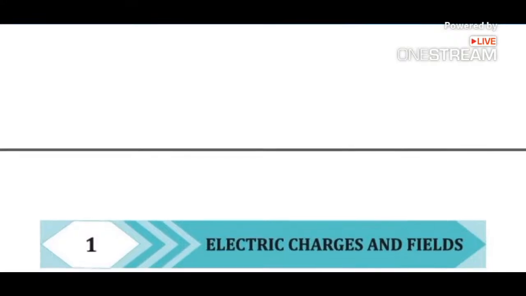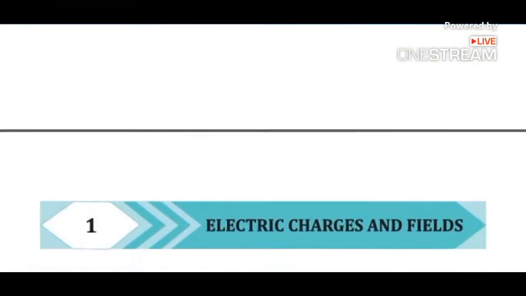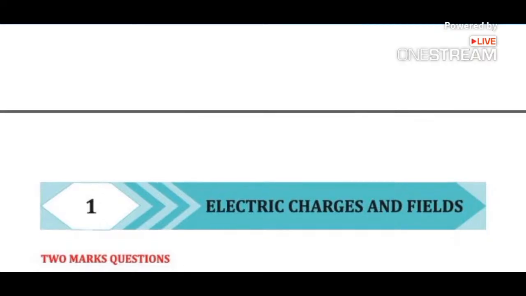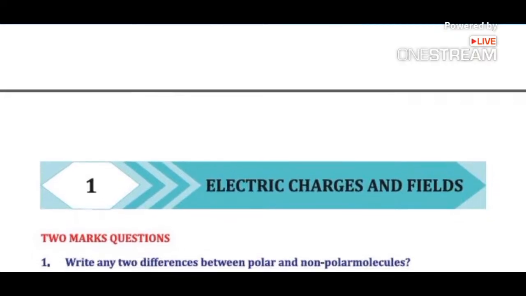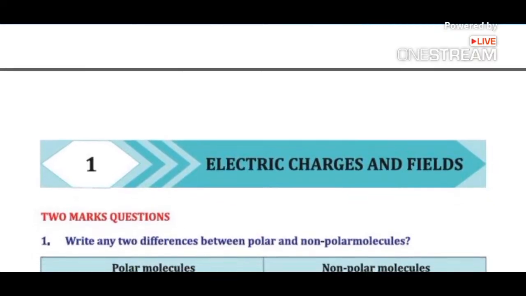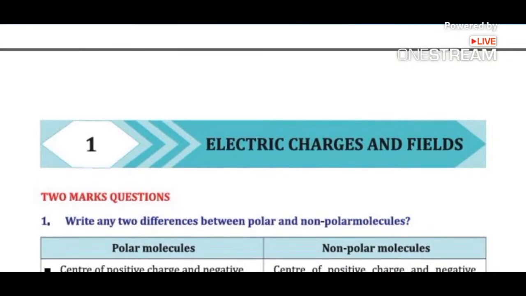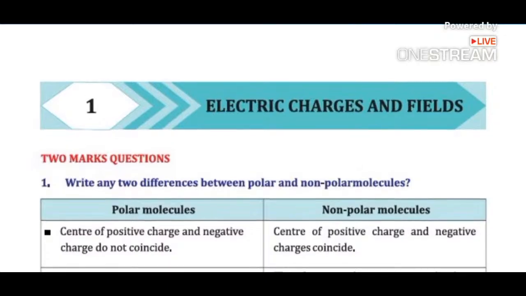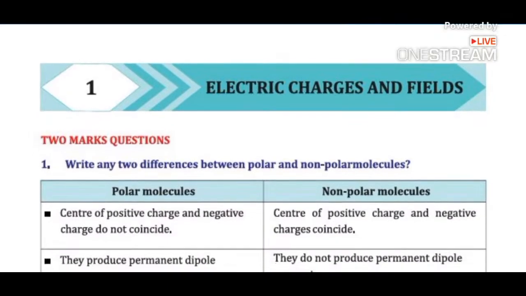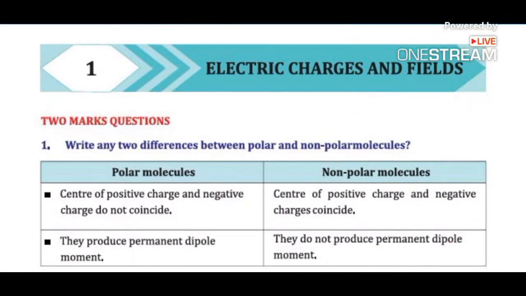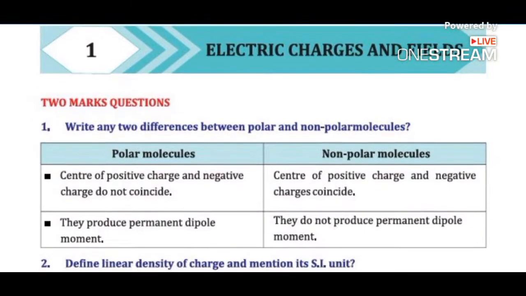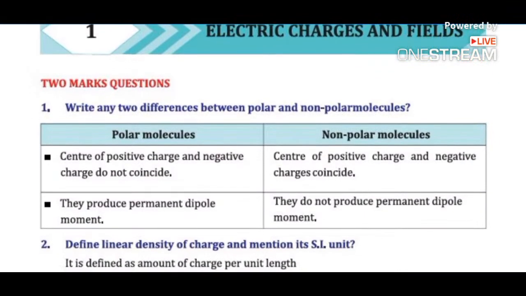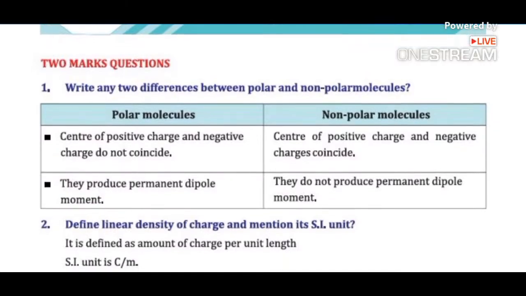Chapter 1, Electric Charges and Fields. 2 marks questions. Question 1. Write any two differences between polar and nonpolar molecules. Answer. Polar molecules: the center of positive charge and negative charge do not coincide. They produce permanent dipole moment. Nonpolar molecules: the center of positive charge and negative charge coincide. They do not produce permanent dipole moment.